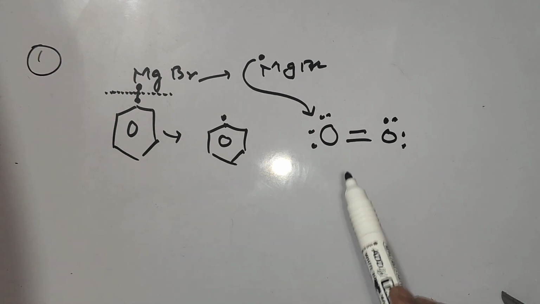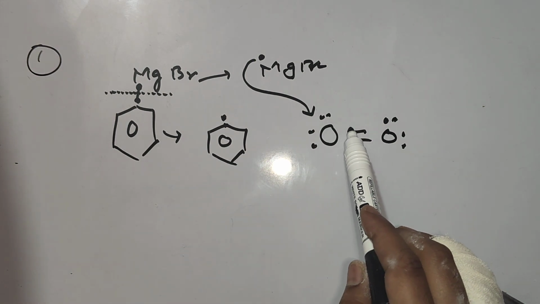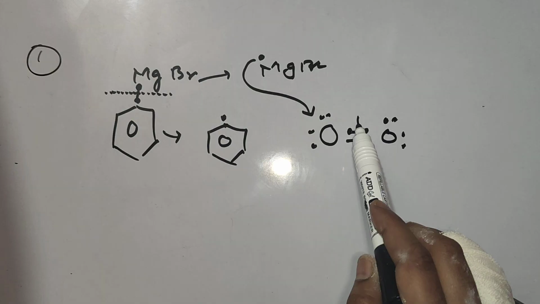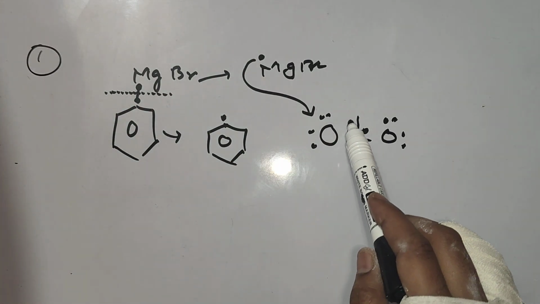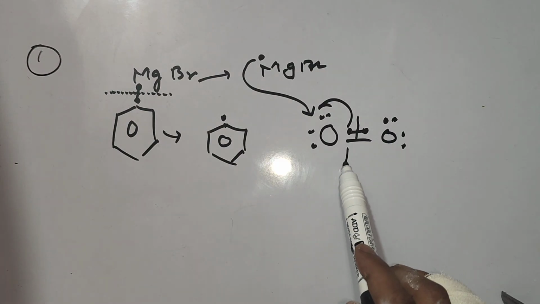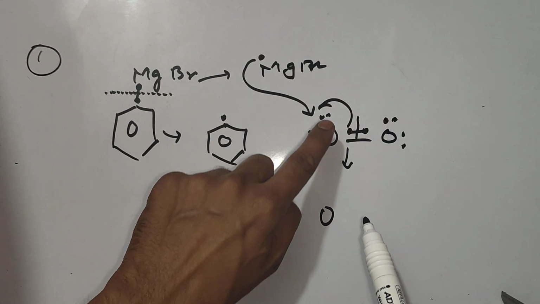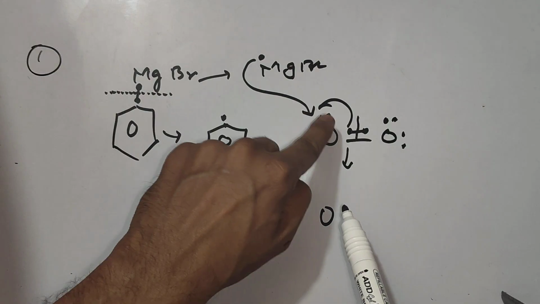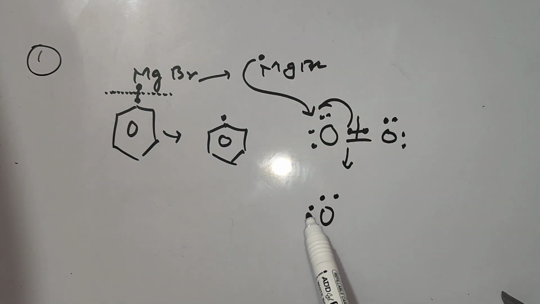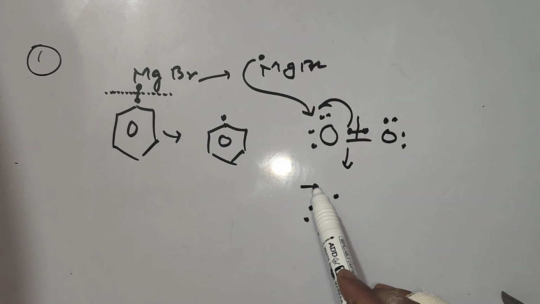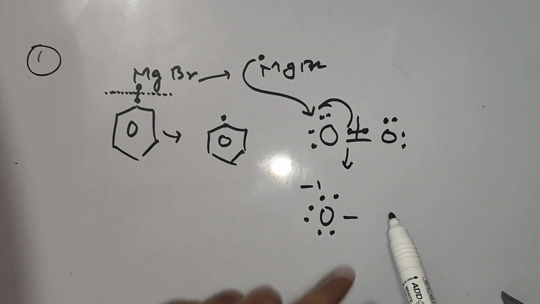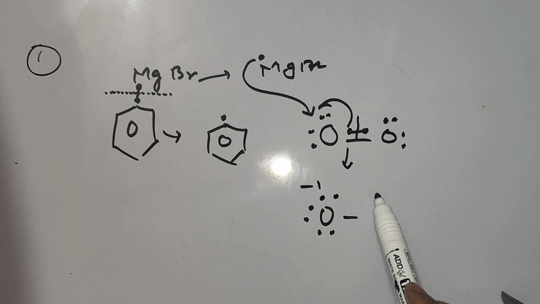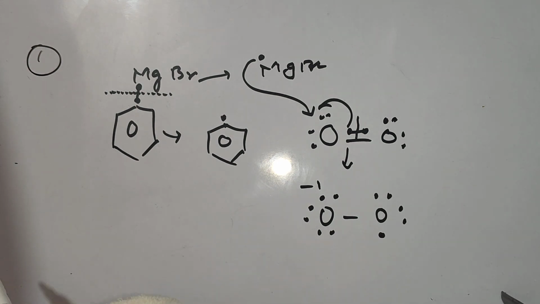Suppose this oxygen is getting that. So what this oxygen will do, it will break its pi bond, because for one unpaired electron, one more unpaired electron is required, like this. So it will turn to, how many pairs will come? 2 already are there, 3 will become, with a -1 charge, because this electron was the extra electron from the magnesium side. And what about this oxygen? This oxygen will be neutral oxygen with 1 unpaired electron.